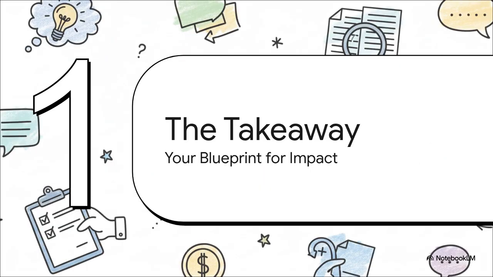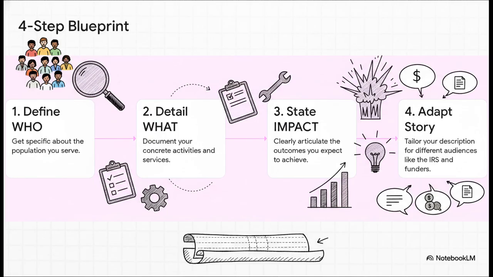Whew, okay, we've covered a lot. So let's bring it all together into a simple, actionable blueprint that you can start using, like, today. It really is this straightforward. 1, get laser-focused on your who. 2, document the nitty-gritty details of your what and how. 3, connect those activities to the impact they create. And 4, always remember to tweak that story for your specific audience.